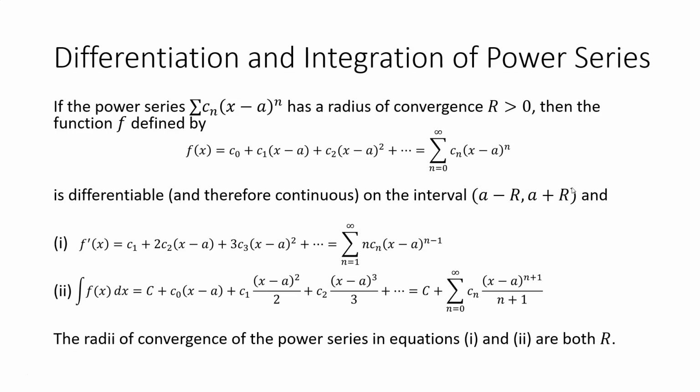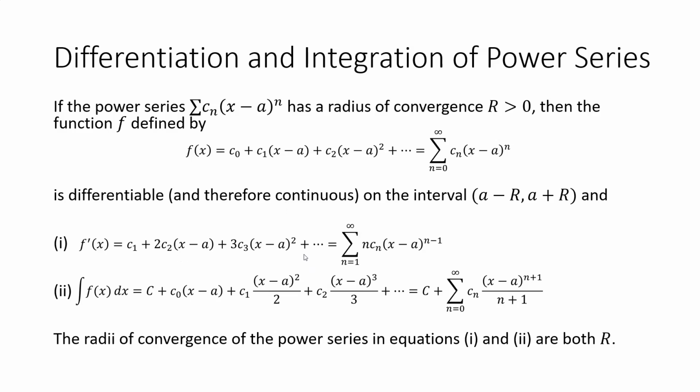In other words, the interior of its interval of convergence. And its derivative, f prime, is equal to the term-by-term derivative of the power series. And since each term of the power series is just a simple power function, this makes it particularly simple to take the derivative, because we know that power functions are very easy to differentiate. We just apply the power rule.